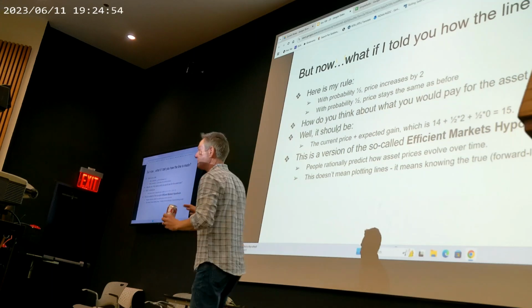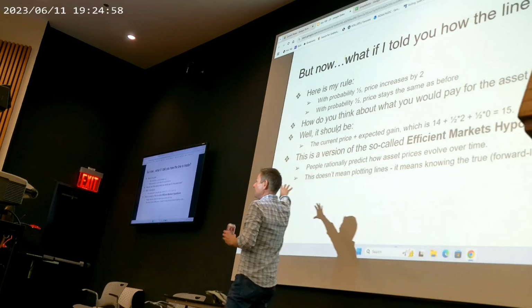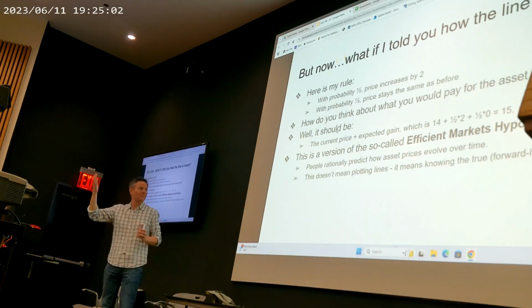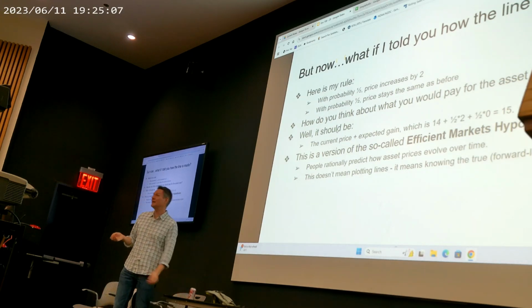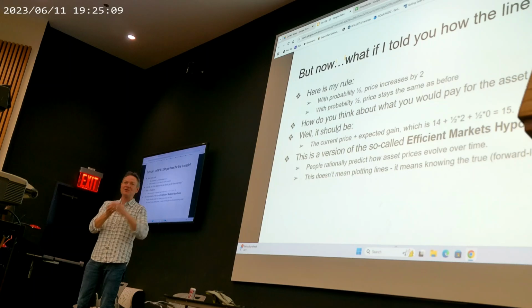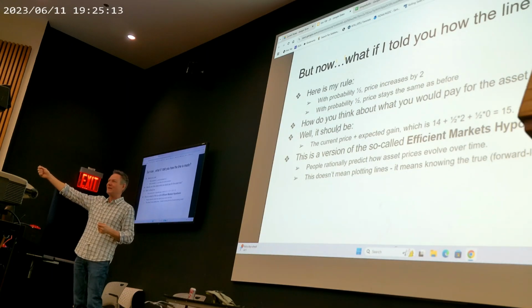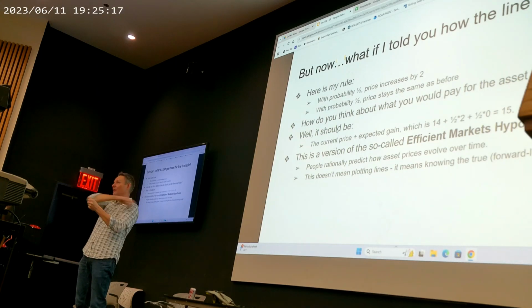There's actually different flavors of this, and I'll get into these. And that is to say, people rationally predict how asset prices over time evolve, right? It also means that what you can't really do is look at the past behavior of a stock price and predict its future value, right? The only thing that really matters is what the stock price is today, right? All the past history is in that price today, right?